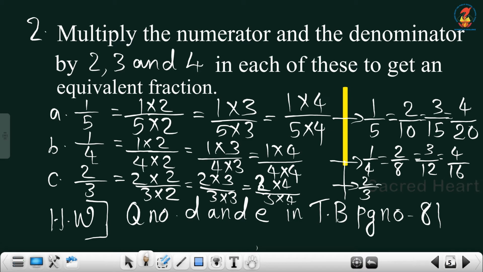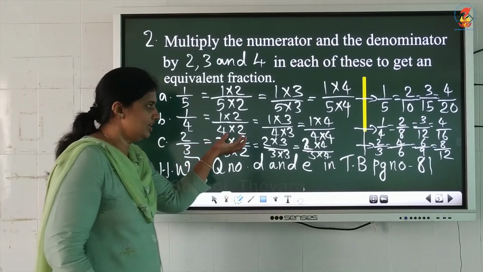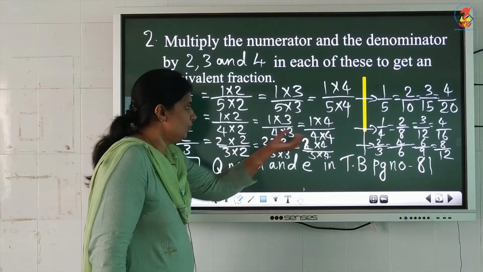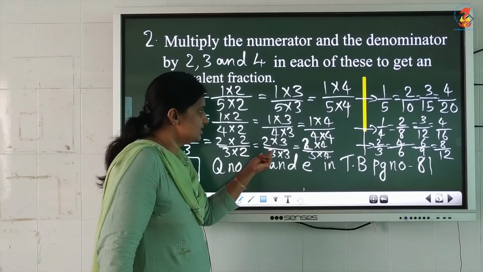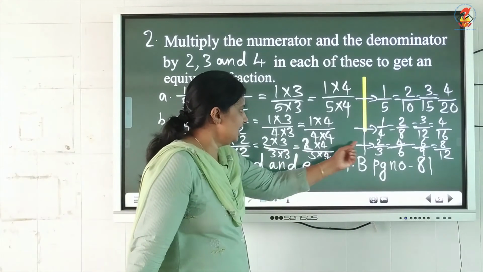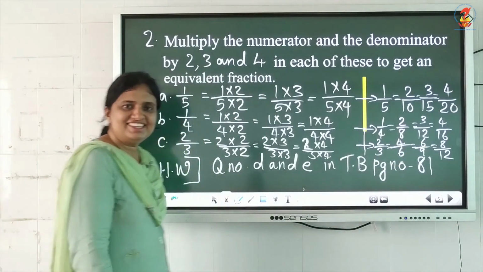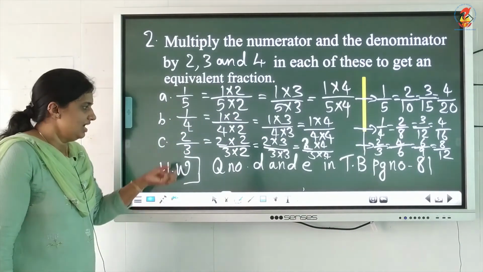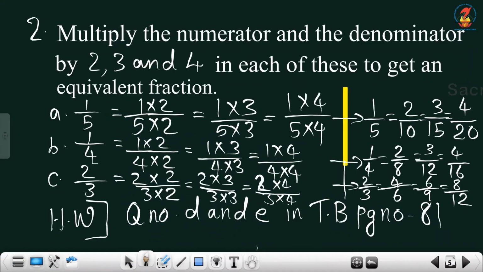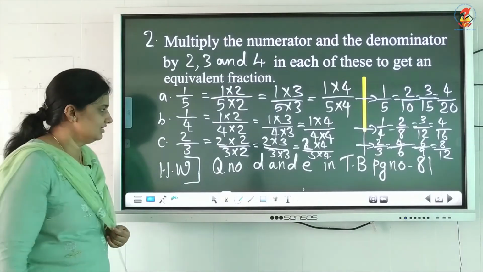2 by 3 equals, which are the fractions you got? 4 by 6 equals 6 by 9 equals 8 by 12. See children, now I got 3 more equivalent fractions of 2 by 3. What are they? 2 twos are 4, 4 by 6. Then 2 threes are 6, 6 by 9. Then 2 fours are 8, 8 by 12. See, you can also do it at home like this. I will give you some homework questions: question numbers D and E, textbook page number 81. Is it clear? Okay.